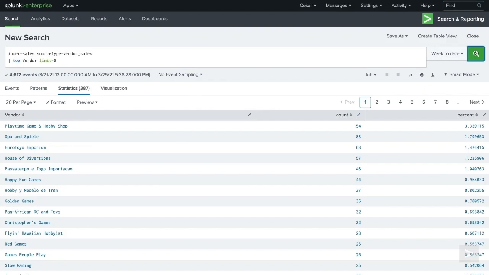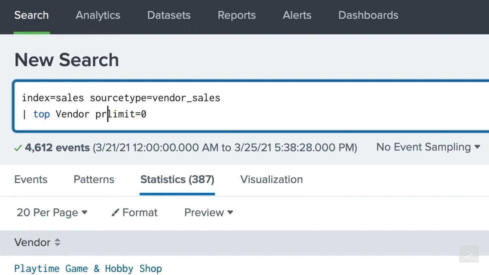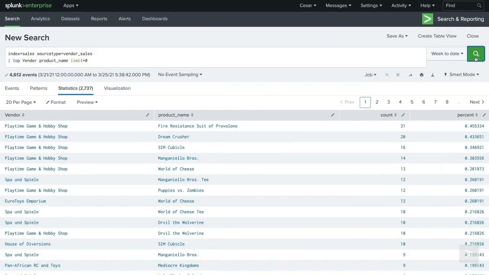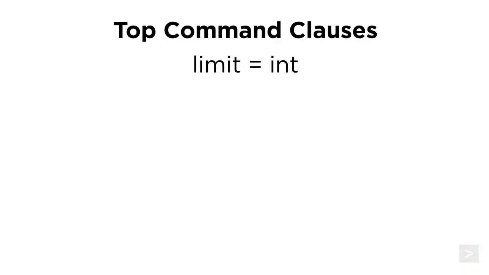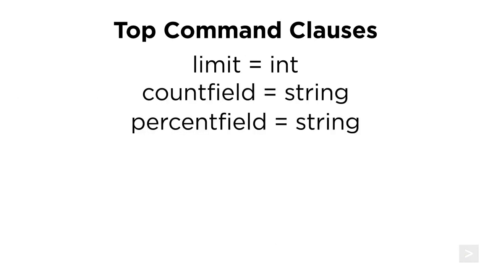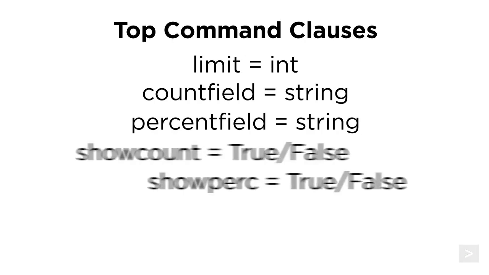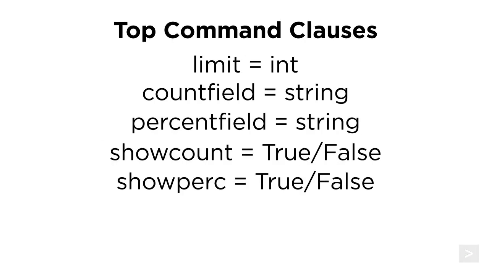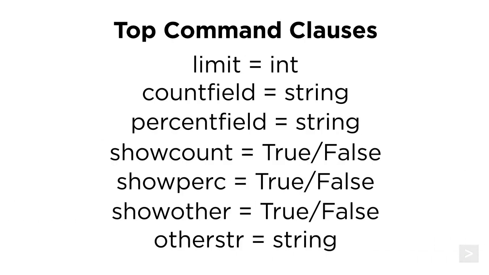You can also use the top command over multiple fields. If we add the product_name field to our search, we can see the top results for both vendor and product_name. Clauses can also be used with the top command to change the titles of the count and percentage columns, or to not show them at all, and to add a row of count numbers for results not within the limit.